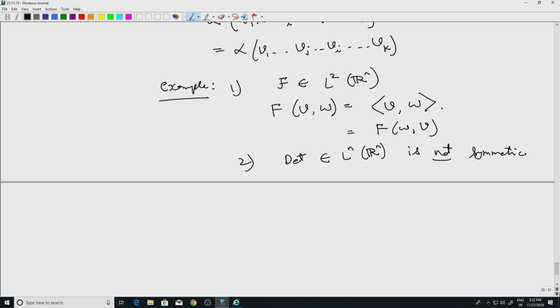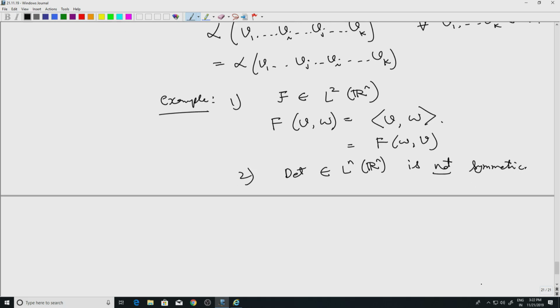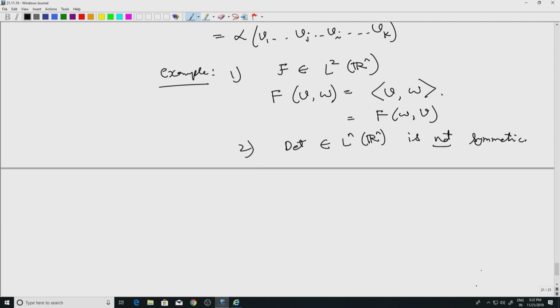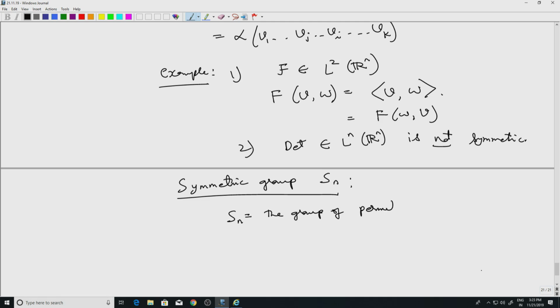Before proceeding further, let's express this condition of being symmetric in a slightly different way. For that, and subsequently as well, I need to assume a few things about the symmetric group. Let's talk a bit about the symmetric group Sn. So Sn is by definition the group of permutations of n letters or symbols, n distinct objects basically.